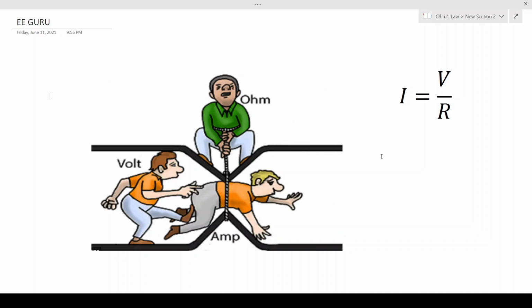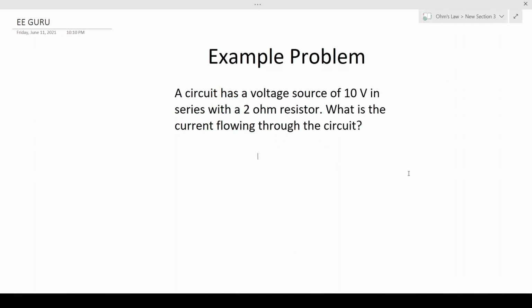Let's work on an example problem together. So the problem states a circuit has a voltage source of 10 volts in series with a 2 ohm resistor. What is the current flowing through the circuit? You can pause the video and try to answer this problem on your own, and then we can work through it together. So I'll give you guys a second to pause it.